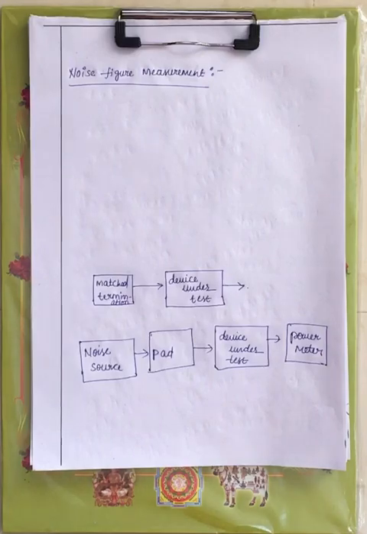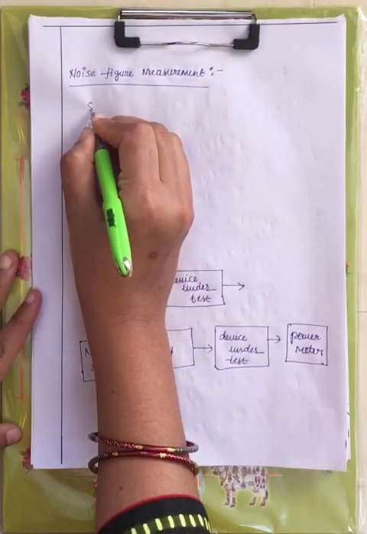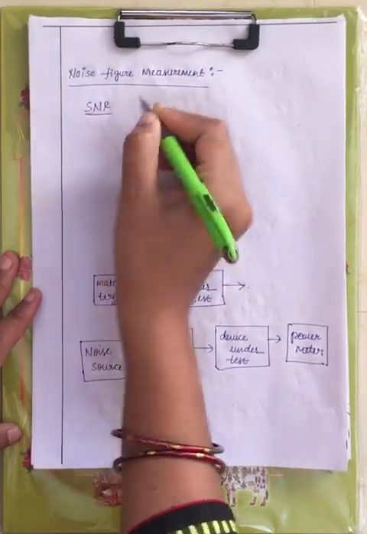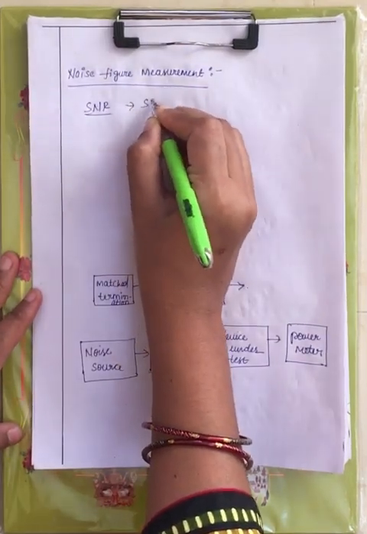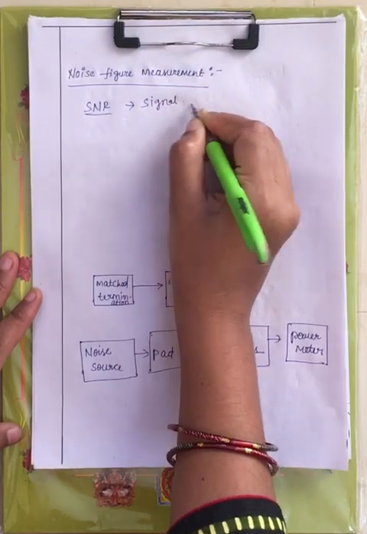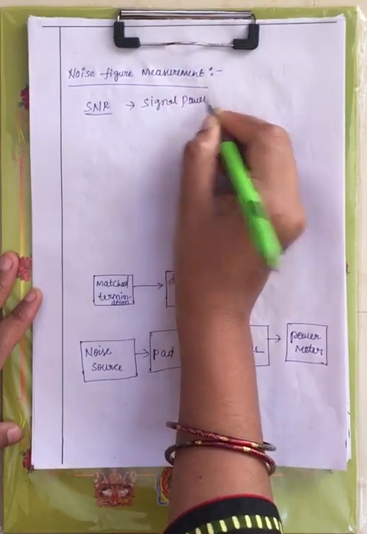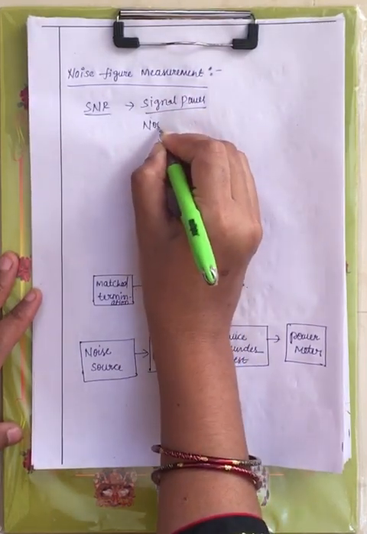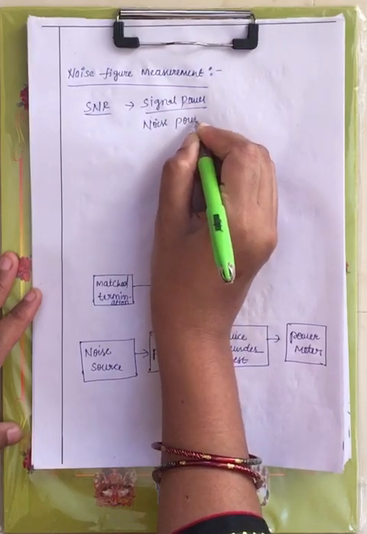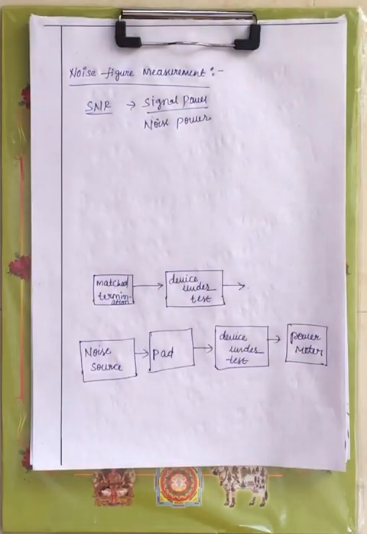Now what is noise figure, let me define. You know SNR. What is SNR? Signal power to noise power. SNR stands for signal to noise ratio, which is given by the power of the signal divided by the power of the noise.